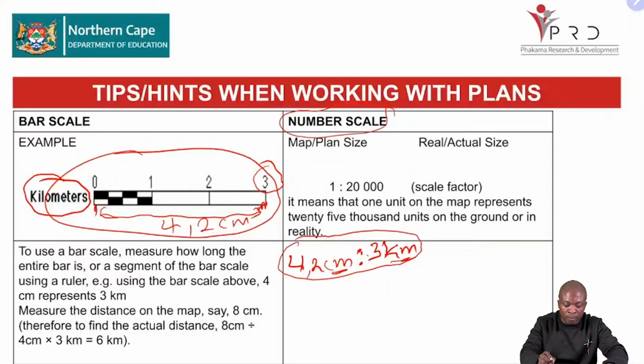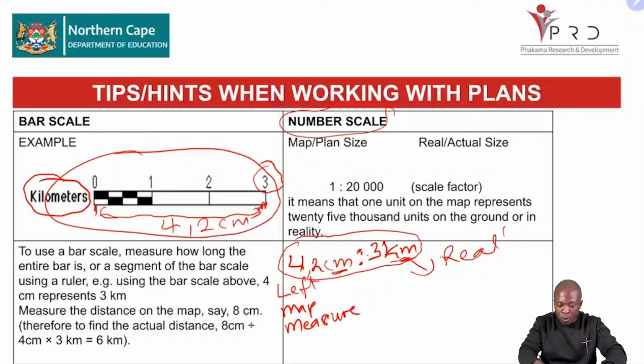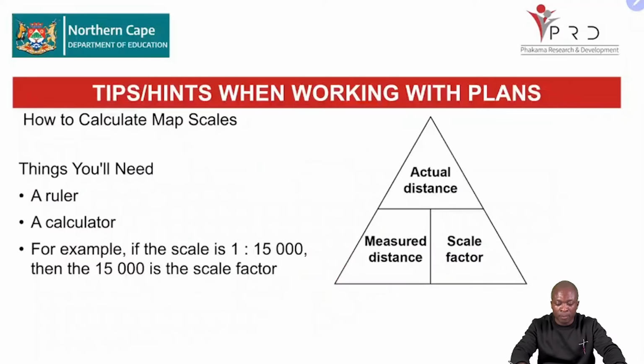Here is the key. The value on your left here is what you call the map measurement or the map measure. And then the value on your right is what you call the real or actual measurement. Don't forget that. So whenever we are talking about the bar scale, we are saying, like this example, that 4.2 centimeters on the map represents 3 kilometers in reality. Let's go to the next one.